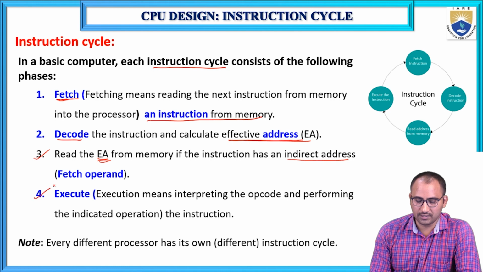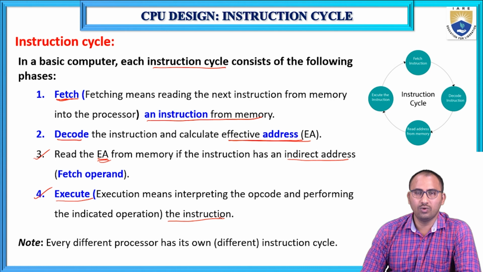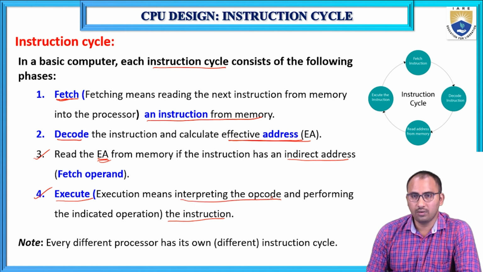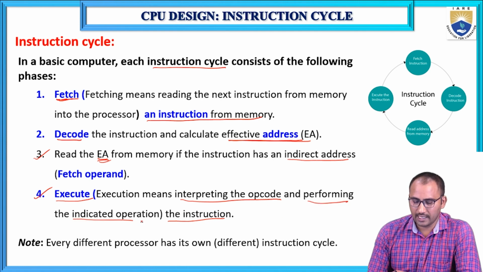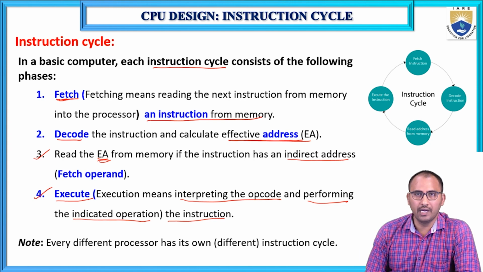Coming to the last phase, that is execute. Execute the instruction. What is execution? Execution is nothing but interpreting the opcode and performing the indicated operation. For example, if it is an add operation, it will perform the addition operation. Similarly, if it is a multiplication or increment operation, in the execution phase it will implement those actions. These are the different phases of the instruction cycle.